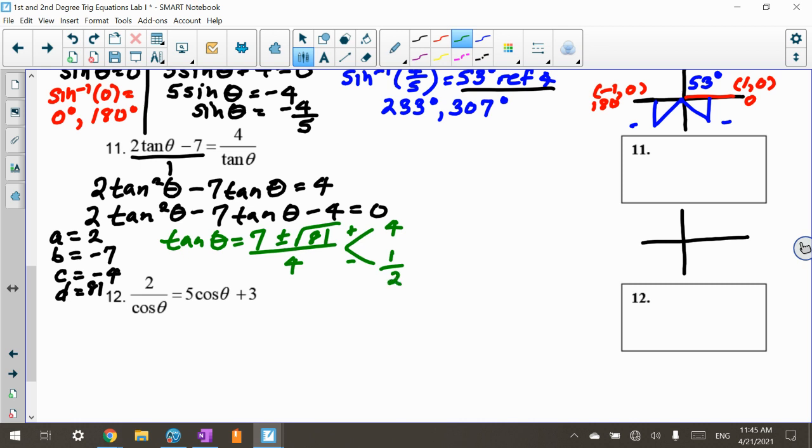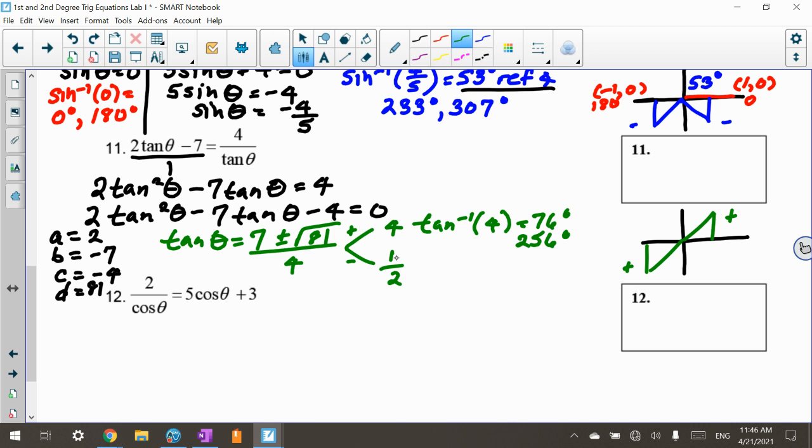Okay? So in my calculator, I'm going to do inverse tan of 4. When I put that in my calculator, I get 76 degrees. And that's here, so I know tangent is positive here and here. So where else is that going to be? Well, I've got to do 180 plus 76, and when I do, I get 256. So for this part of it, I get 2 angles.